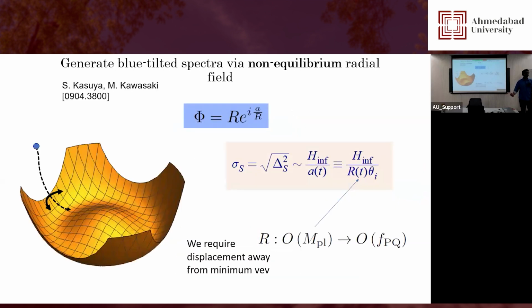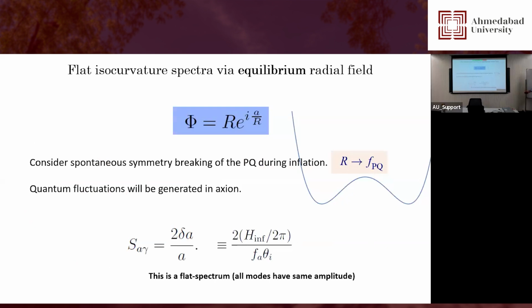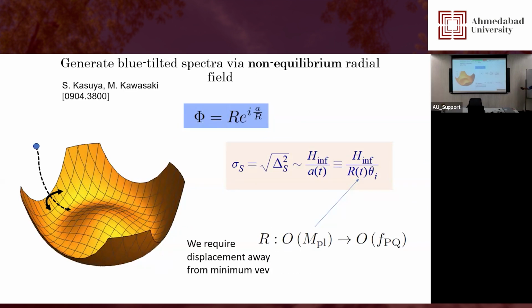Now, how do I generate a blue tilt? The idea is, as I said, this A is nothing but R times theta. Now, instead of saying R is constant at FA, what if R changes during inflation? If R changes during inflation, then I can generate fluctuations that are also changing during inflation. And so the idea is this R, which resides here, is my potential.